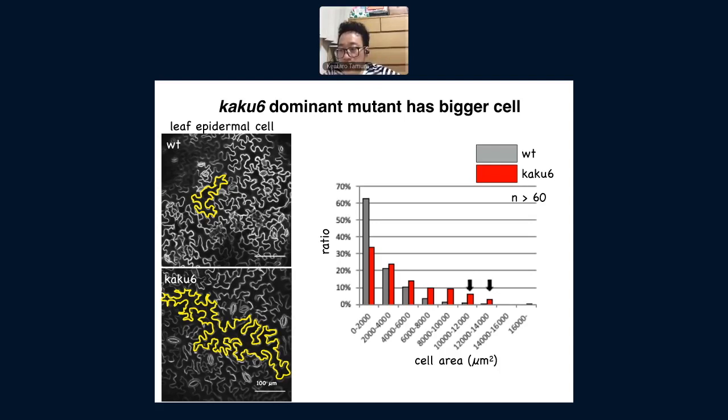In addition to the nuclear phenotype, the Kaku6 mutant has bigger cells. These are fluorescent images of the cell membrane in leaf pavement cells of wild type and the Kaku6 mutant. Yellow highlight indicates one pavement cell. The Kaku6 mutant has bigger cell size and a more complex surface pattern compared with wild type. We quantified the cell areas and found that the Kaku6 mutant has a significantly higher number of larger cells compared with wild type.